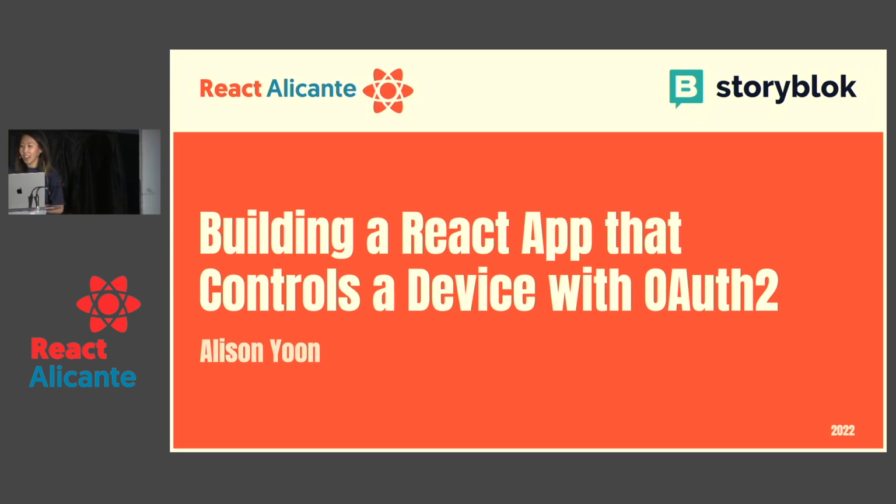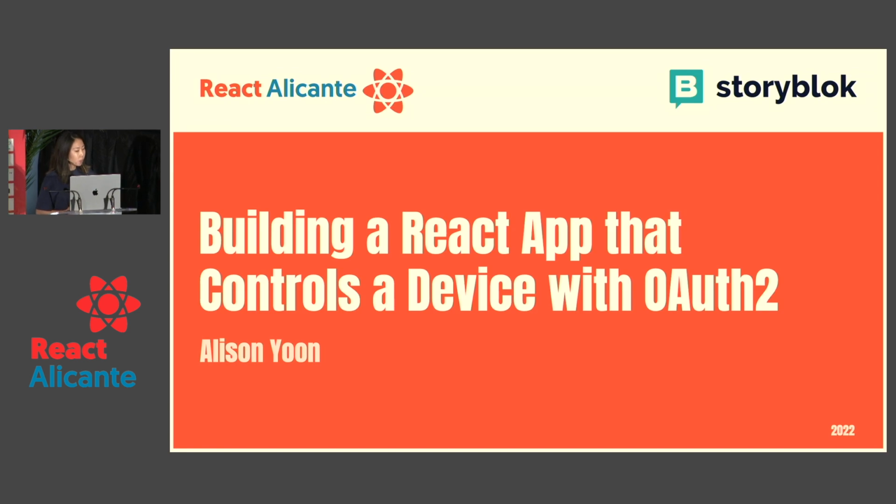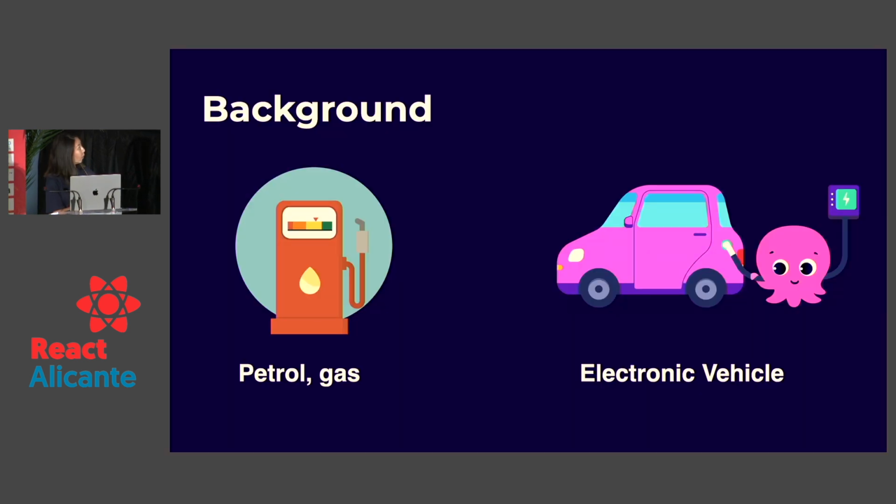Hello, everyone. My name is Allison, and I'll be talking about building a React app that controls the device with OAuth. We have electronic vehicles that can save you from having to use gasoline. An EV is a great alternative to the cars that run on traditional fuel because you can always charge your cars with renewable energy. And that's part of what my company, Octopus Energy, does.